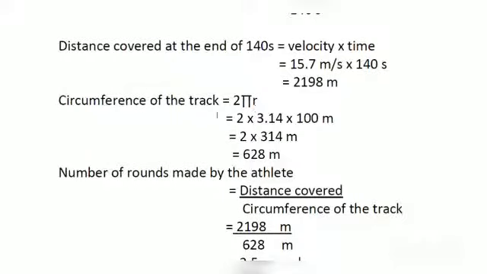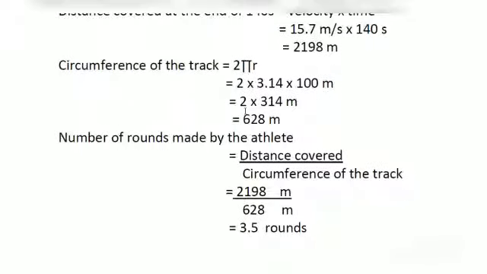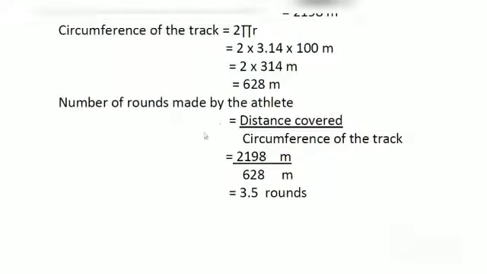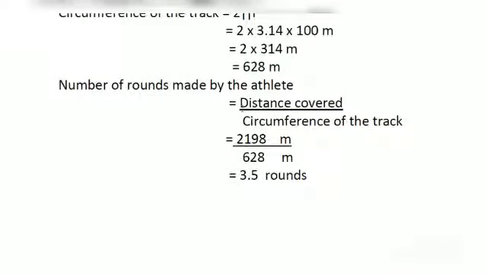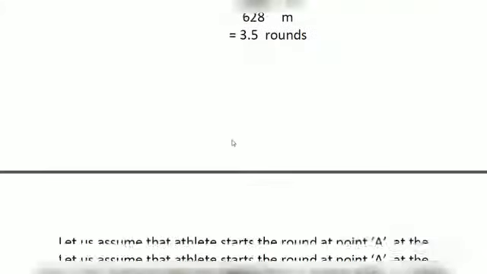Now the circumference of the track is equal to 2 pi r, which is 2 into 3.14 into 100 meters. So 2 into 314 meters is equal to 628 meters. Now we have to find the number of rounds. The number of rounds made by the athlete is equal to the distance covered by the circumference of the track, which is 2198 meters by 628 meters. Meter and meter get cancelled, so we get 3.5 rounds.